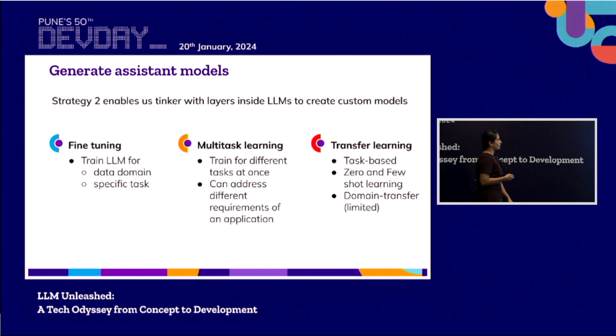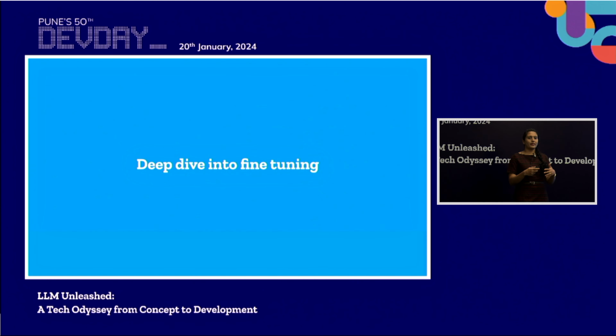So I would like to summarize. In the second strategy of derived models, deriving a model from a pre-trained LLM, what we have to do is fine tune for a specific task, or fine tune for multiple tasks at once, or use a model which is trained for a specific task and use it for a different task later. Now let's quickly deep dive into how it has to be done, right? So I'll pass the stage to my co-speaker, Shruti.